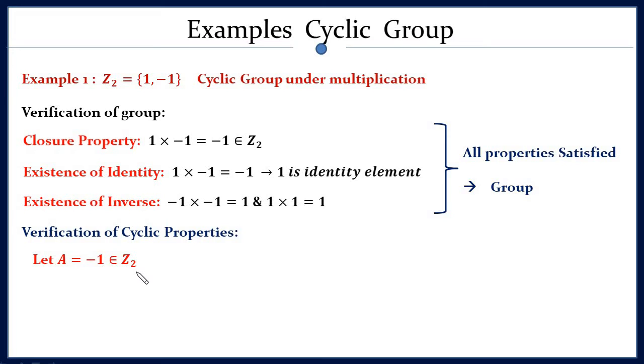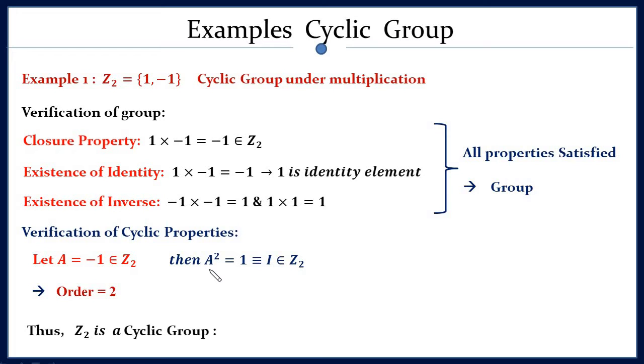So let's see. Just do the square. A square is 1, and this 1 is the identity element we have just seen. Therefore, we have to truncate this series here. So what does it mean? It means A and A square are the elements of the cyclic group. And here the order is 2. Therefore, Z2 is a cyclic group.